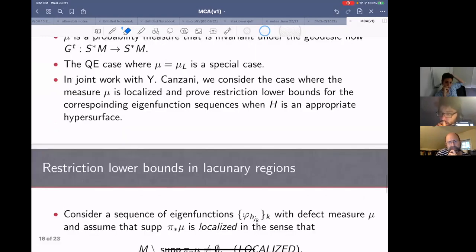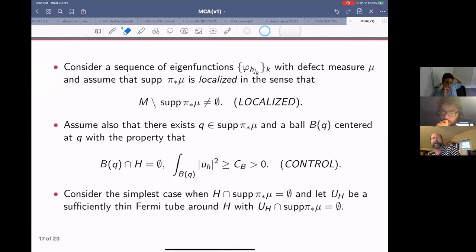So what we do is we make a couple of assumptions. We're going to assume here that the defect measure, the push forward defect measure, is localized in the sense that the support is not all of M. So there's some complement. We'll call that the localization condition. And then we assume that there's some sort of control condition. There's some point in the support of the push forward measure and a ball centered at that point such that the ball is disjoint from the hypersurface and the mass over the ball is uniformly bounded from below. So there's some control assumption that's necessary.